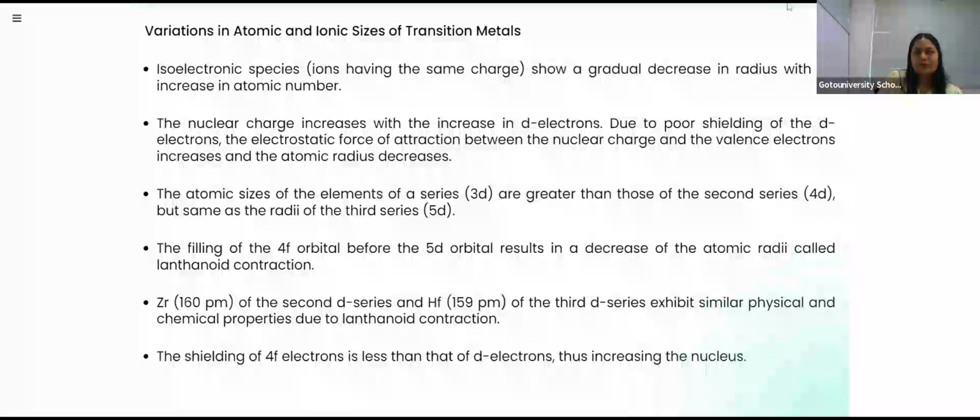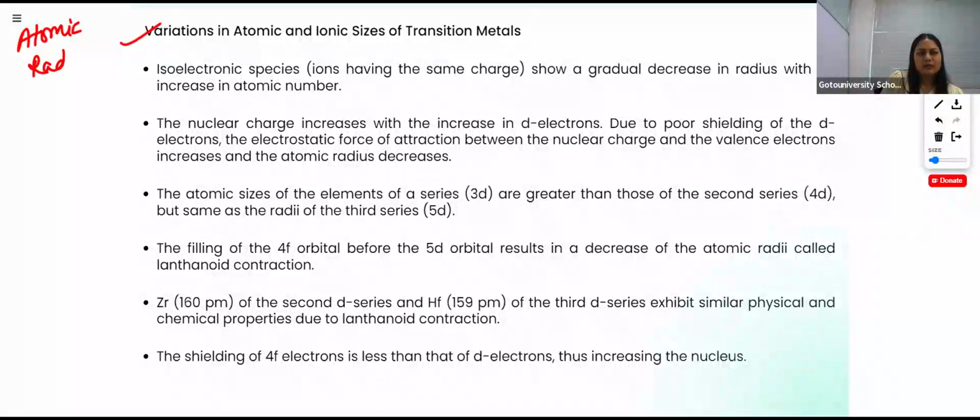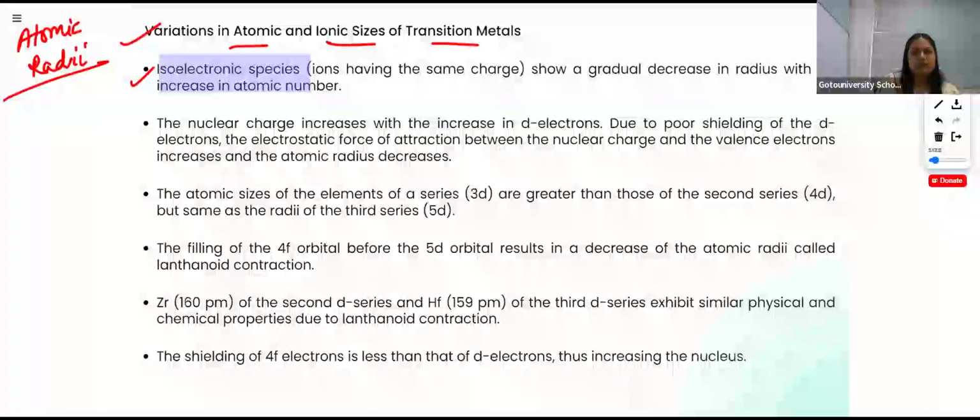So let us move to the next property of transition elements: atomic radii. Atomic radii and ionic sizes of transition metals. Now, if we read the first point here, the isoelectronic species: iso means same, electronic means having the same number of electrons or having the same charge.